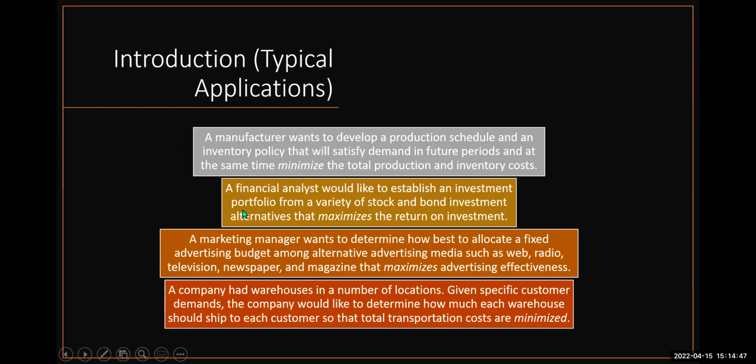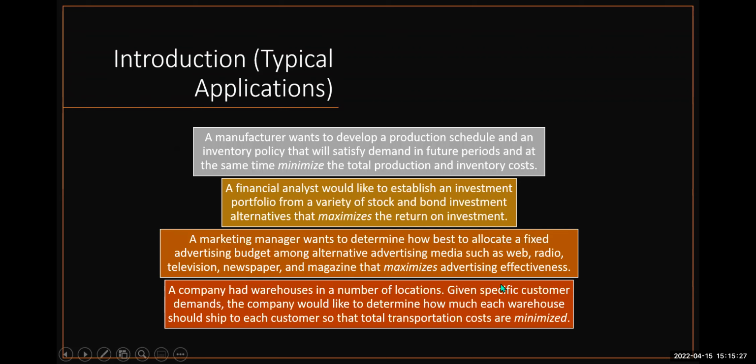At the same time, you want to minimize the production and inventory cost. Another example: financial analysts would like to establish an investment portfolio from a variety of stock and bond investment alternatives to maximize the return on investment. So which portfolio you invest in and how much is a use of linear optimization. A marketing manager wants to determine how best to allocate a fixed advertising budget among alternative advertising media such as web, radio, television, newspaper, and magazine to maximize advertising effectiveness.